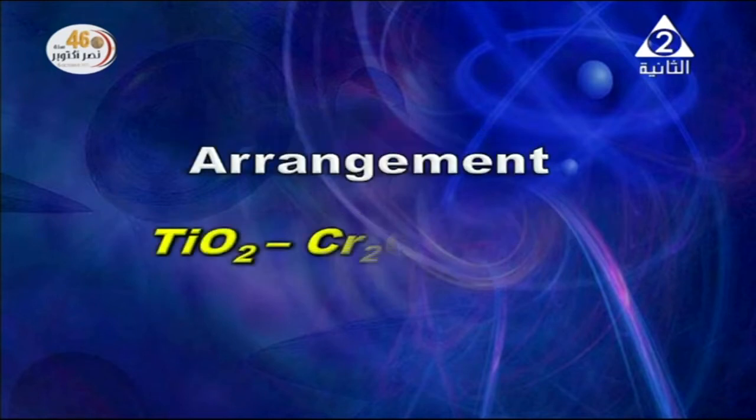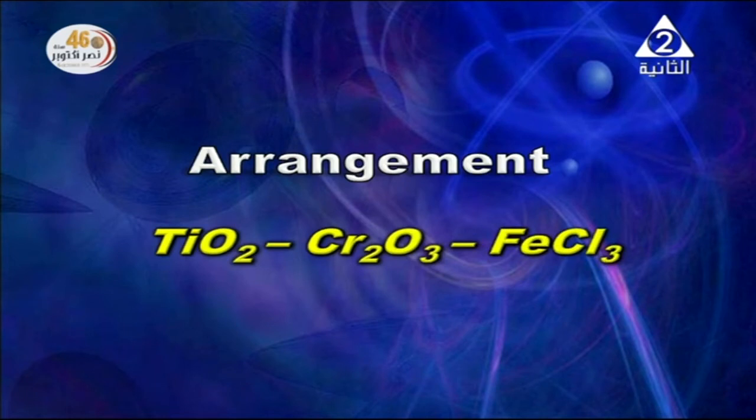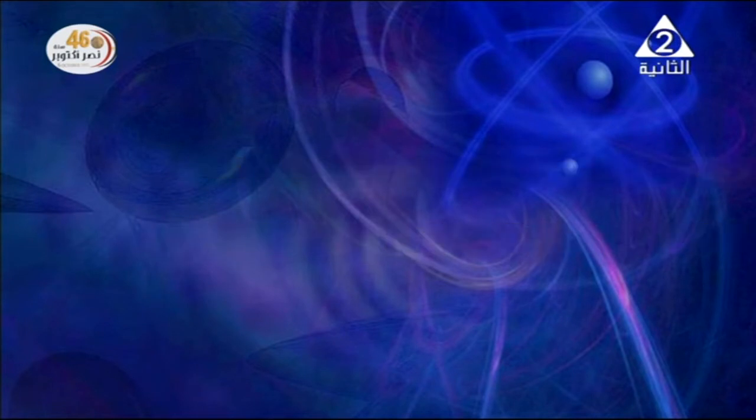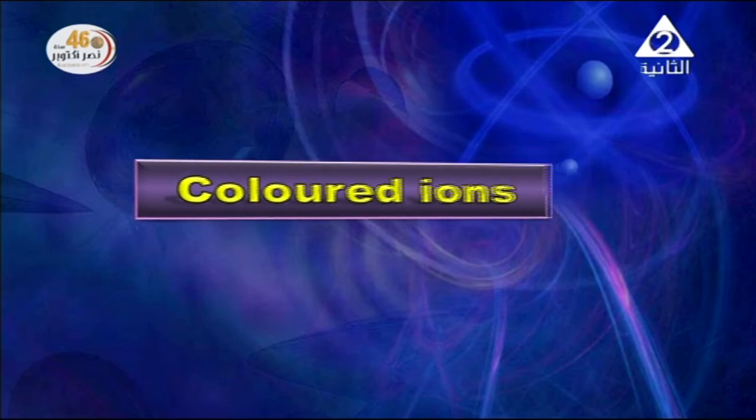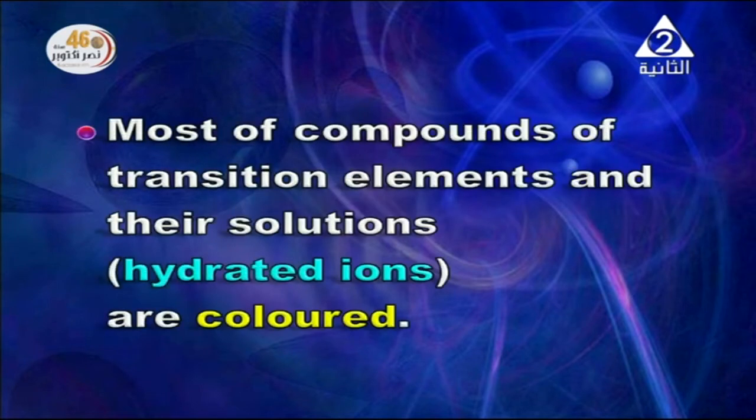So the arrangement according to the ascending order of magnetic moment: titanium oxide, then chromium(III) oxide, then iron(III) chloride. The next property we are going to discuss today is colored ions. Most compounds of transition elements and their solutions, which we call hydrated ions, are colored.